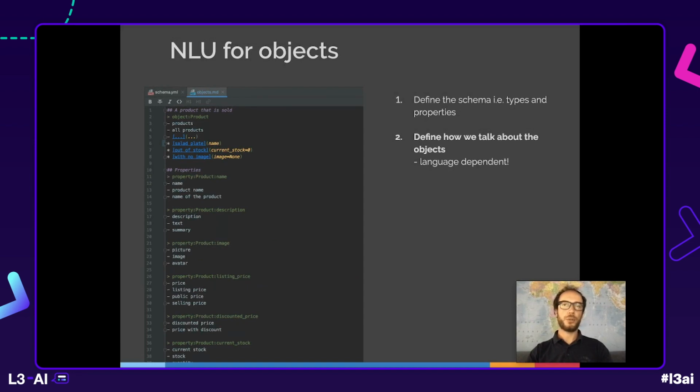First, we define how we talk about the objects in the graph. For example, we configure how we refer to a product in natural language by using its name or special expressions like out of stock. You can notice the use of argument patterns here. This means that we can also use a combination of them, such as out of stock plates. We also configure how we refer to its properties. For example, we can refer to the price of a product using expressions like listing price or public price. We'll see why this is useful in a minute. Also worth mentioning that these are language dependent, so we'll have one file for every language we want to support.